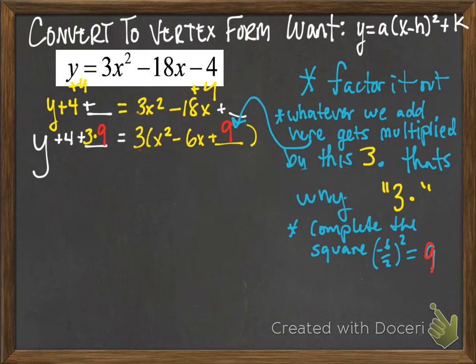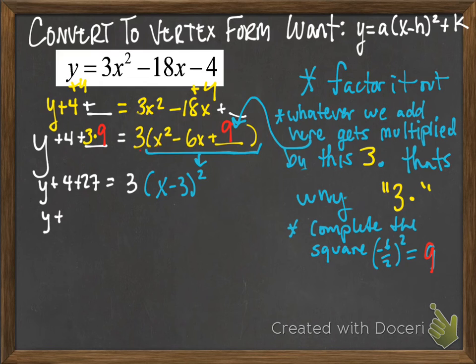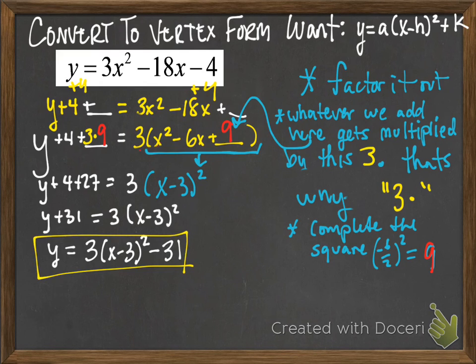So then we just factor, combine like terms, factor our perfect square trinomial to get an x minus 3 squared, and then manipulate the rest of the equation to get y equals 3 times quantity x minus 3 squared minus 31. That's it for that glitchy one.